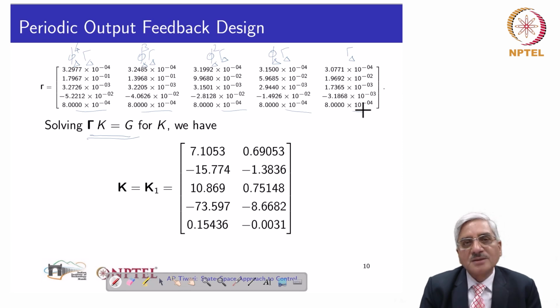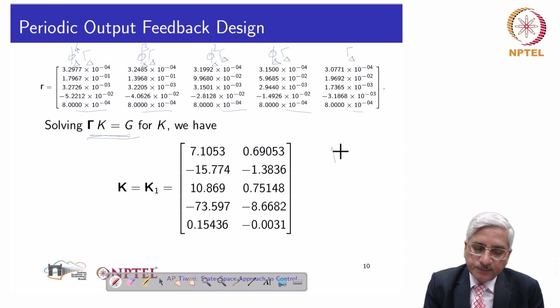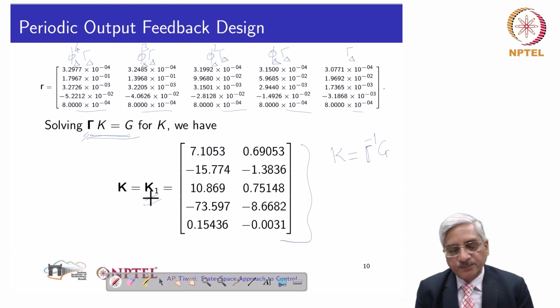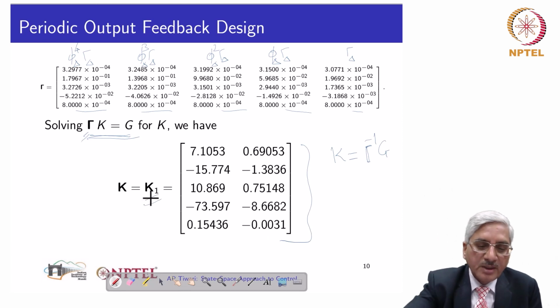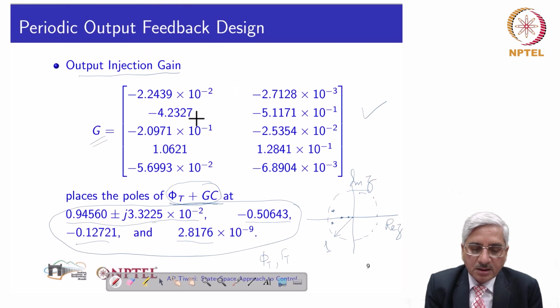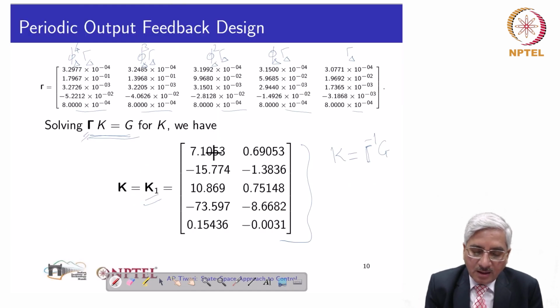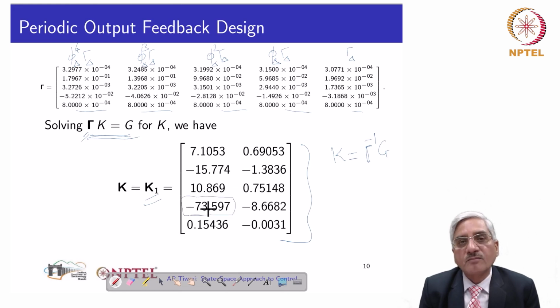Now because the system is controllable, we will get the inverse of gamma, and so K is simply gamma inverse G. This is bold gamma, this one, and thereby we obtain K equal to this, and we call it K1. Now you can see, even though the elements of G are small, see here, this is the largest one, minus 4.2, even with that, the elements of K are quite large. See, one is here, 73, quite large.